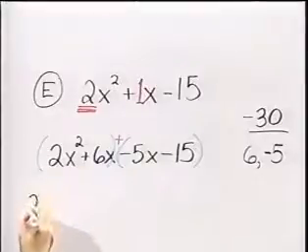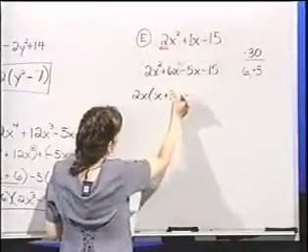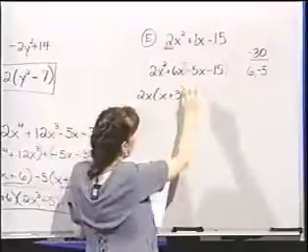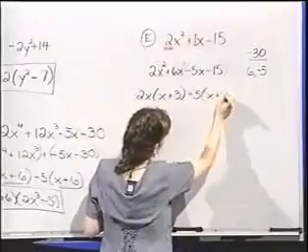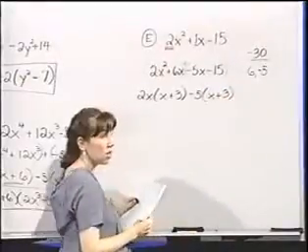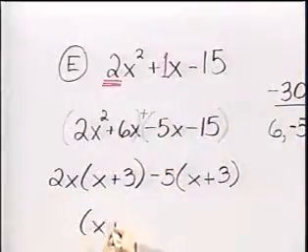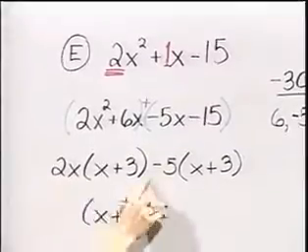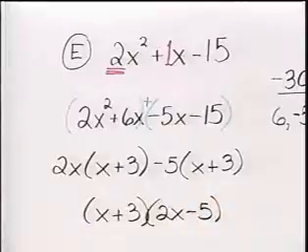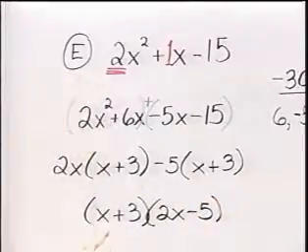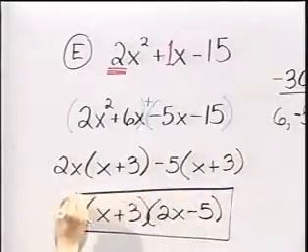Take out a common factor. Here you can remove 2x, and you're left with x plus 3. And here you can take out negative 5, and again you're left with x plus 3. X plus 3 is common, so we can take x plus 3, and then take the other two terms, 2x minus 5, and that should be the factorization for this polynomial. And again, you want to check this by foiling to make sure that works.